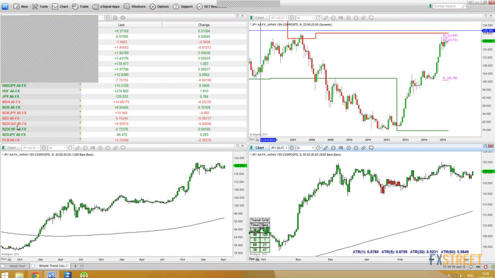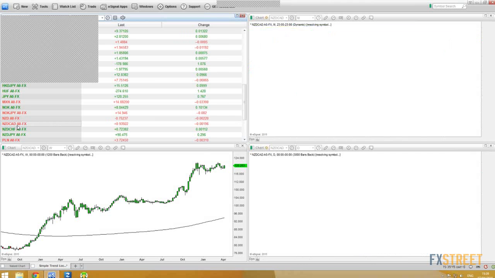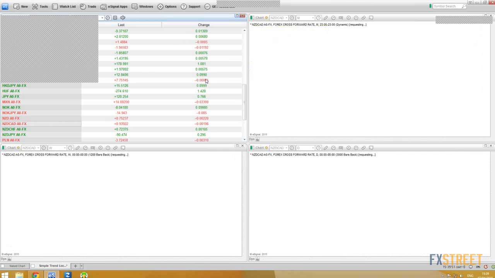Okay, last one. Someone's asked me to look at the New Zealand dollar, Canadian dollar. And again, I'll get you guys to do the analysis for yourself once the indicators have loaded up. A quick yes or a no.